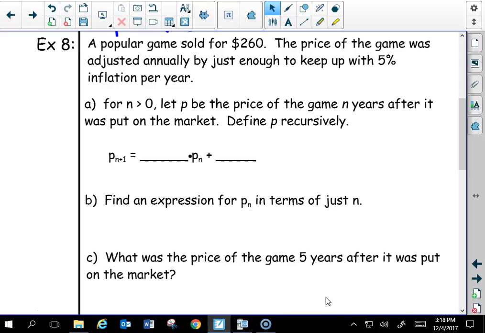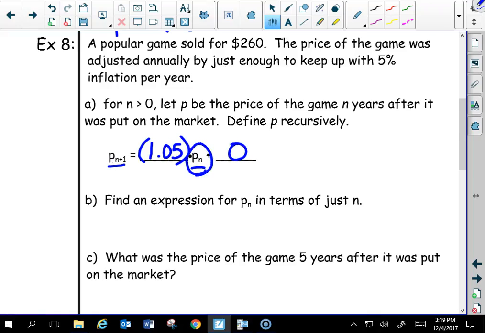This is a little bit confusing because all we have to do to calculate the next year's value is take the current value and multiply it by, well, 5%. But the way we multiply by 5% and still retain all of the original value is to multiply it by 1.05. And do we add anything? No, it's just a plus 0 because of the previous year's value. So when we get to calculating the year after its initial release, p of n plus 1, p of n is just going to be the $260 times 1.05.